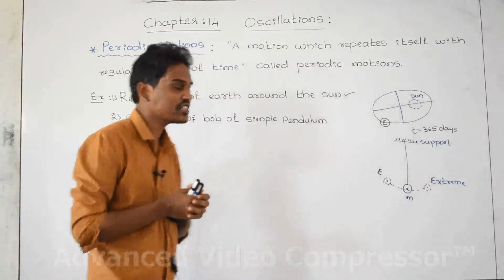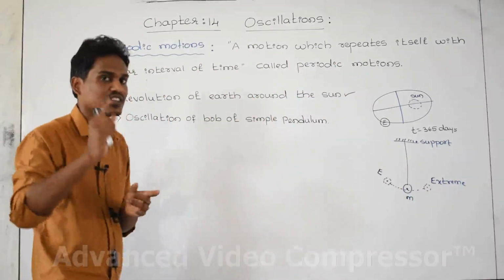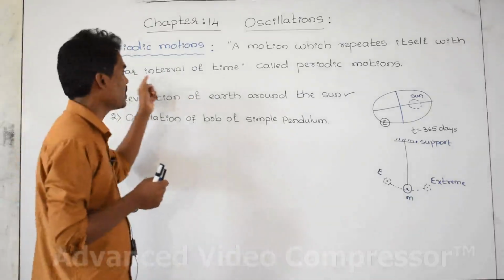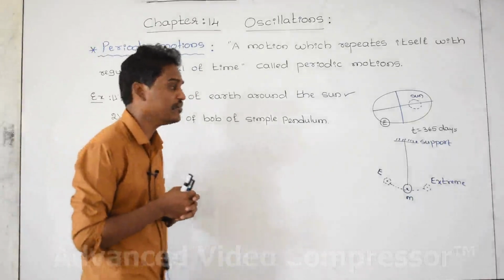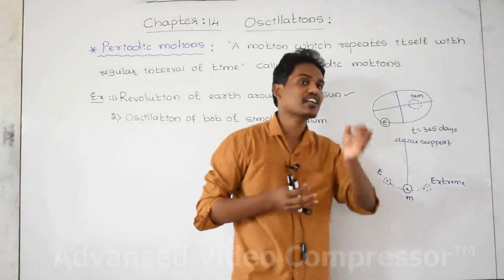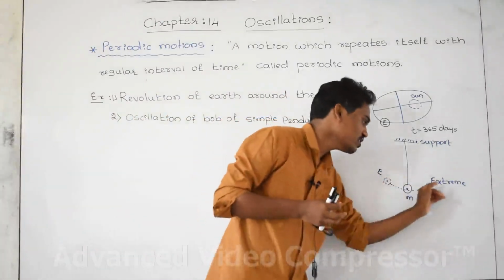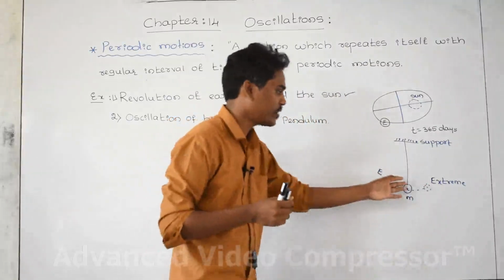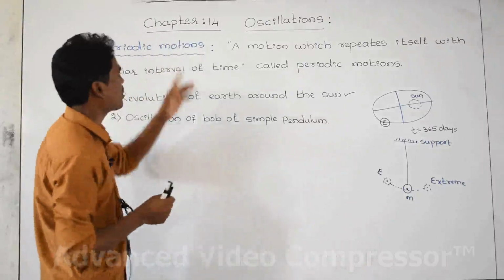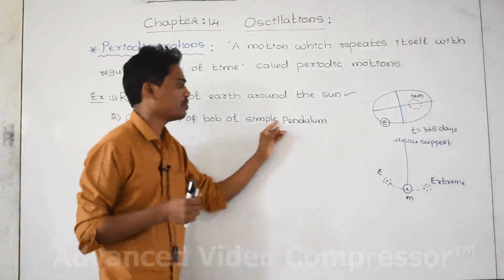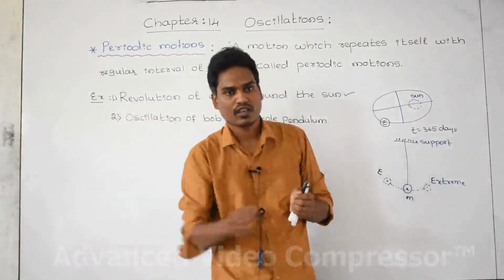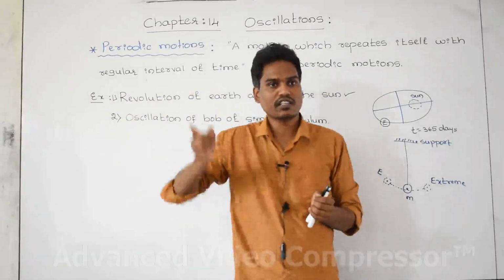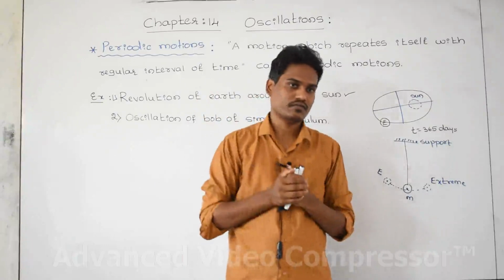The motion which repeats itself: per each and every cycle, how much time is taken by the body? The same time, meaning a regular interval of time. Regular interval of time in the sense the time taken by the body per each and every cycle should be the same, and the body repeats its motion by itself only. That's why this is also an example of periodic motion. Oscillation of a simple pendulum. This is oscillation. This is 1 cycle, 2 cycle, 3 cycle, 4 cycle.